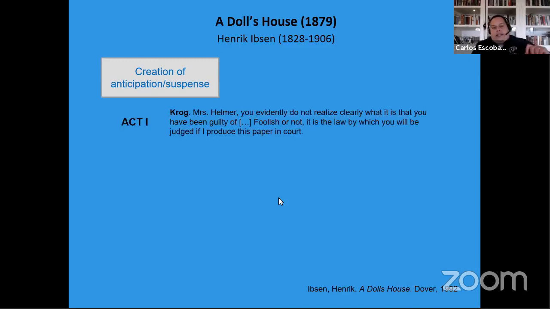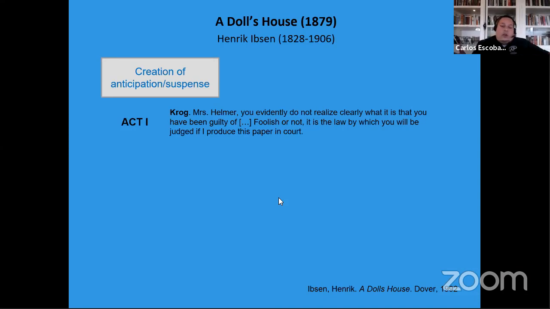We're going to look at the appearance of Krogstad in the 3 acts of the play. In the first act, Krogstad says, "Mrs. Helmer, you evidently do not realize clearly what it is that you have been guilty of. Foolish or not, it is the law by which you will be judged if I produce this paper in court." He is already establishing his leverage, and his leverage is, if I demonstrate that you have committed forgery, it will destroy your family, it will end your husband's career.